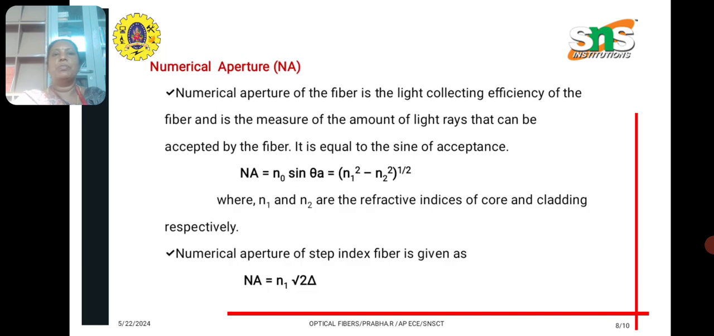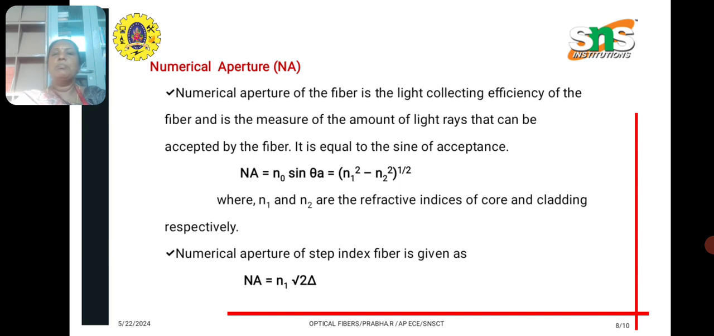And there is another important parameter called numerical aperture. The numerical aperture of the fiber is the light collecting efficiency of the fiber and is the measure of the amount of light rays that can be accepted by the fiber. It is equal to the sine of the acceptance angle, that is, numerical aperture is equal to n0 sine theta A, or it is also given by the formula (n1 squared minus n2 squared) power 1 by 2. Here n1 and n2 are the refractive indices of core and cladding respectively.